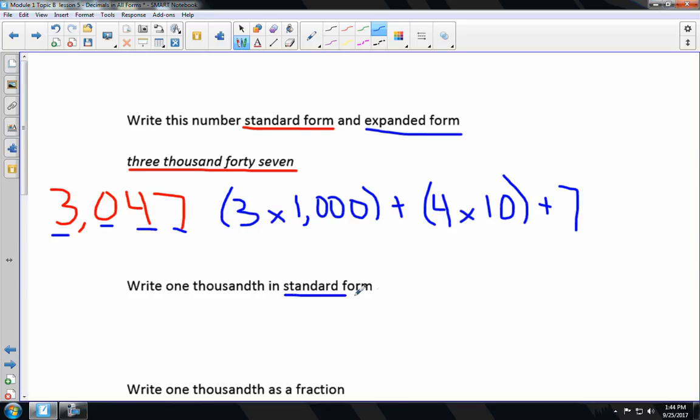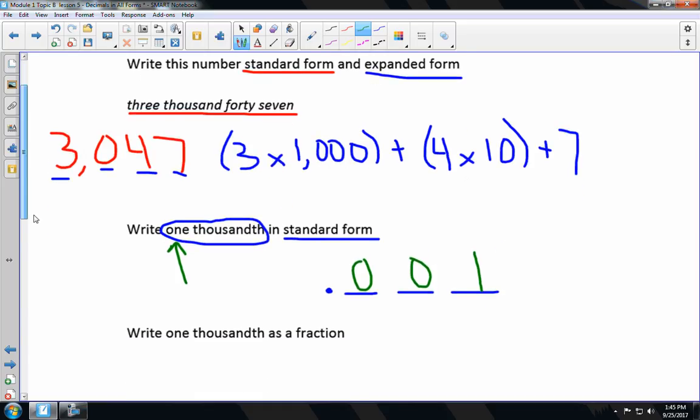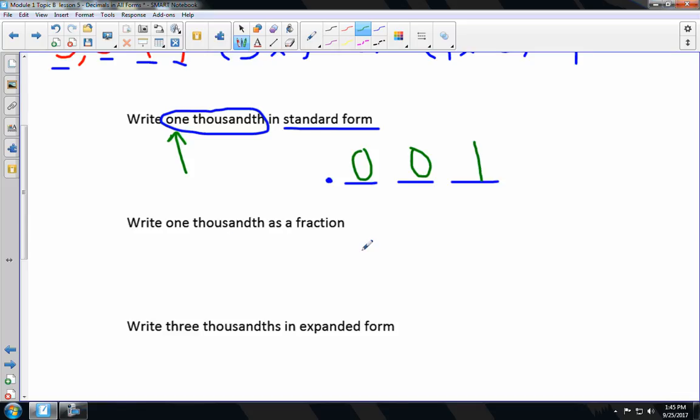Next we have to do standard form again, and it says one thousandth. Since there's a th, I know it's on the right side of the decimal, so I'm going to go tenths, hundredths, thousandths. And I see that there's only 1 in the thousandths place, so I put a 1 there. Since I have no other information, the rest get filled with zeros, and there's my answer for one thousandth. I can also take that same number and write it as a fraction, one thousandth. So 1 out of 1000 is one thousandth.